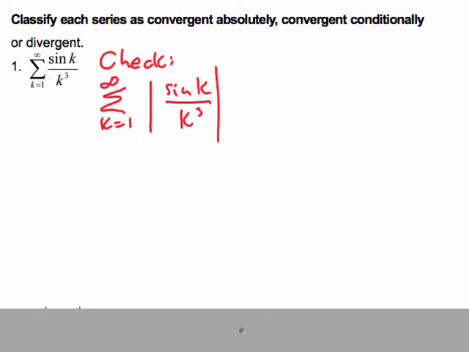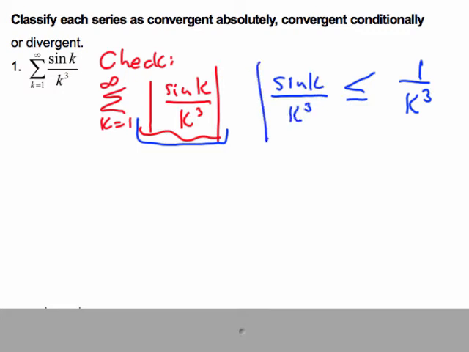So I now have a series of positive terms, and I can use any of the tests that I've studied in the past, comparison, limit comparison, integral, ratio test, to test the convergence of this series. What I'm going to do is compare this series with 1 over k cubed. I know 1 over k cubed will be bigger than or equal to the absolute value of sine of k over k cubed. I know that because the absolute value of sine k is going to oscillate between 0 and 1.